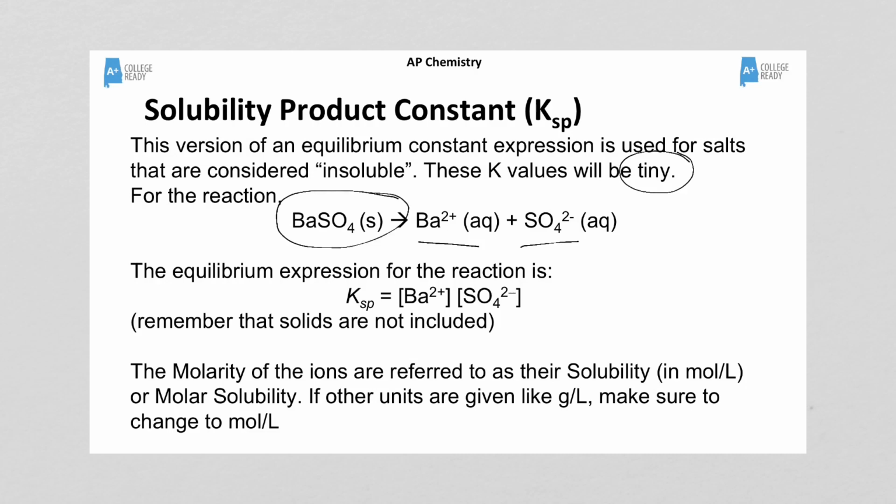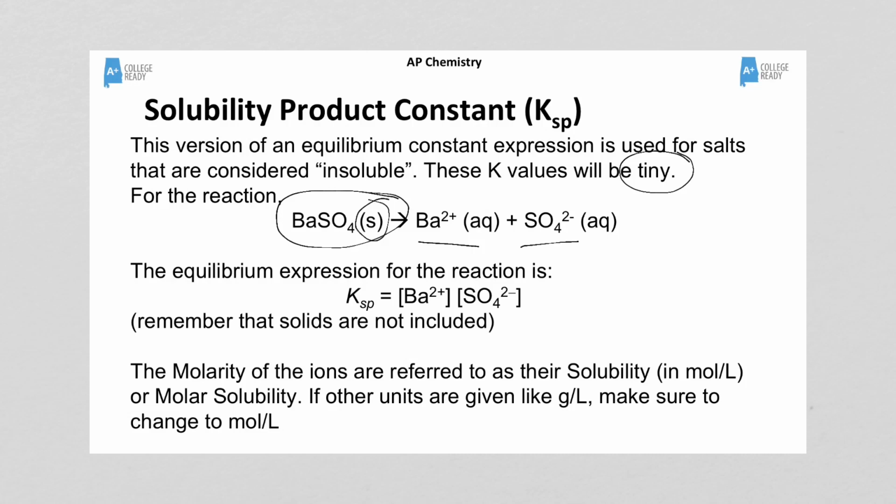Okay, so these are going to be very, very tiny negative exponents. The equilibrium expression here, notice it has no denominator, or it's an understood one, because we don't include solids. So Ksp expressions are just the product, and that's why they're called solubility product, of the ions that could be in the solution.